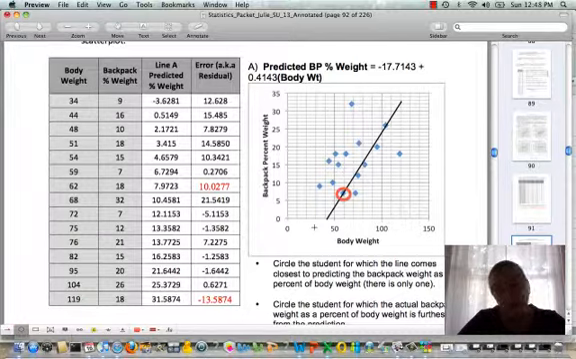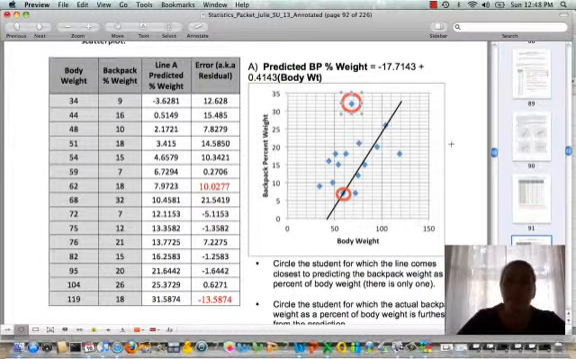Now the student who has the actual backpack weight furthest from the prediction appears to be close to 70 on the graph. And if we look down here, we see the student who had the body weight of 68 is that point, and that is in fact our furthest error. So let's go ahead and circle that value also. So now we're going to go through the same process for lines B, C, and D.